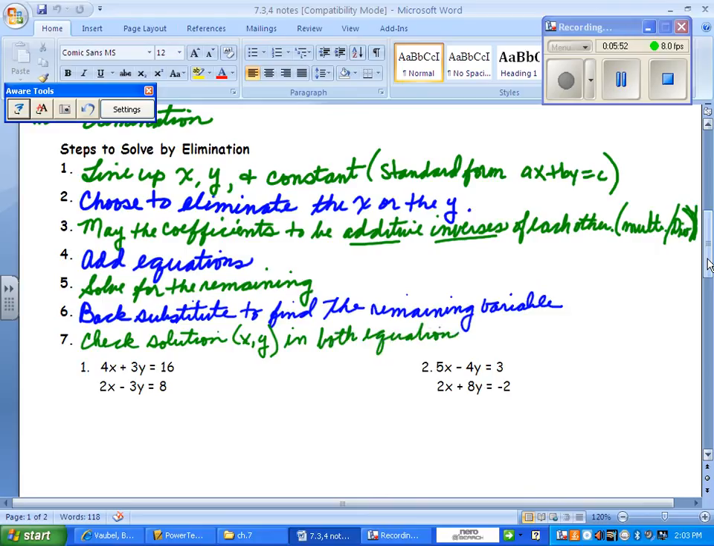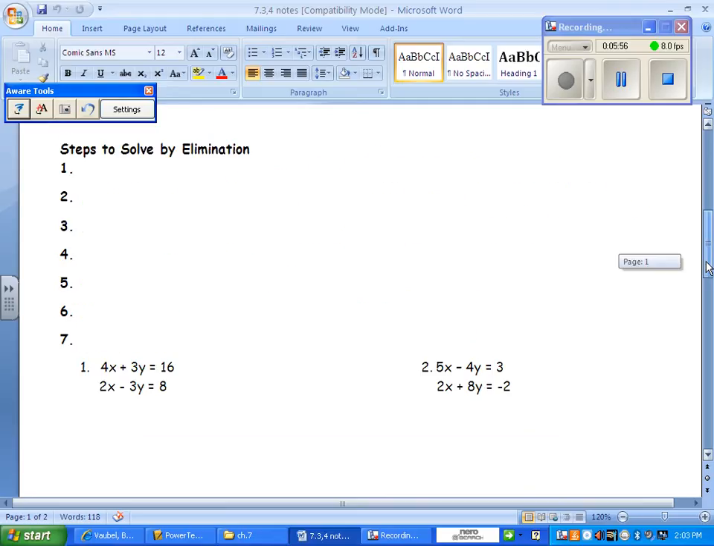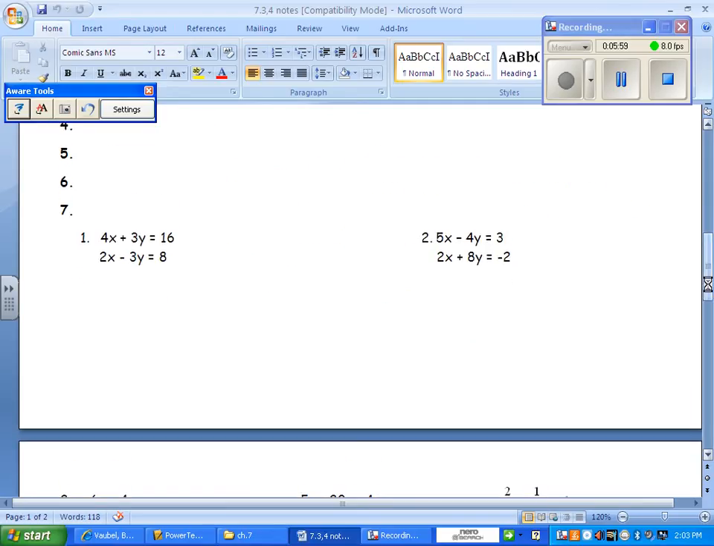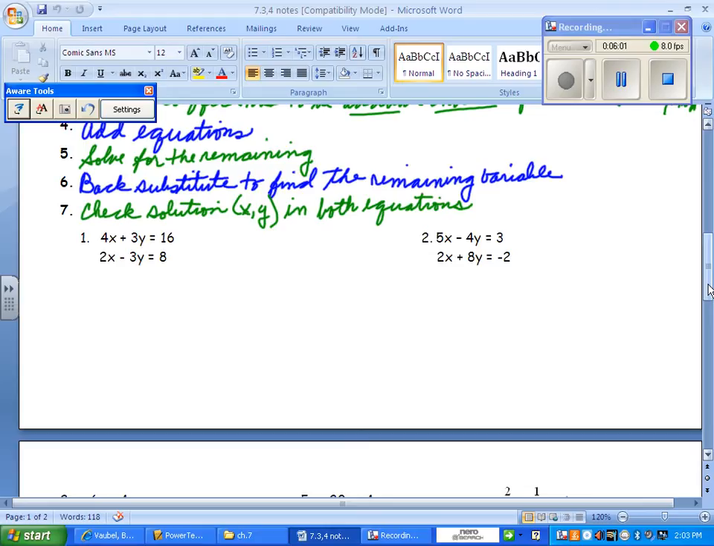Okay, let's go line by line, stepping through it. Step number 1, do you have them lined up in standard form? And yes, you have your x's, you have your y's, and you have your constants. Alright, then step number 2, you're going to choose to eliminate the x's or the y's.